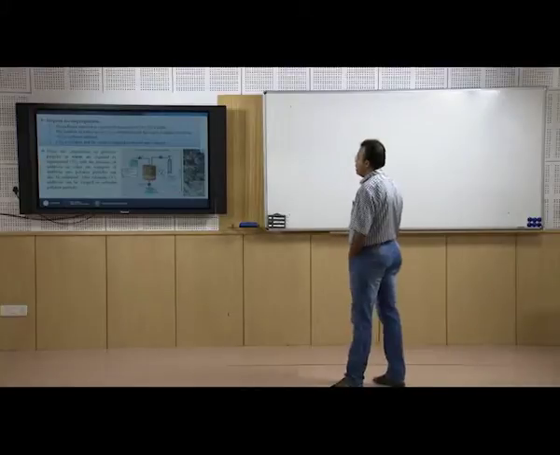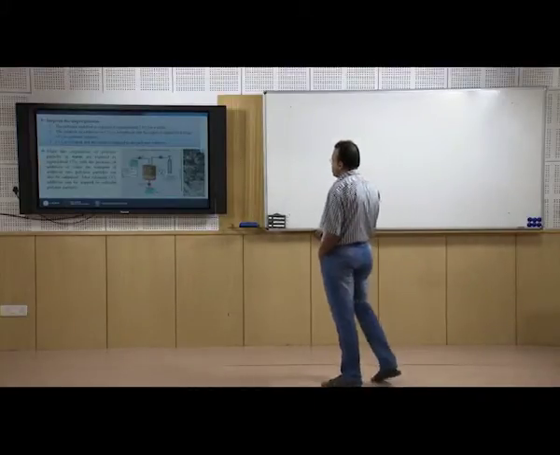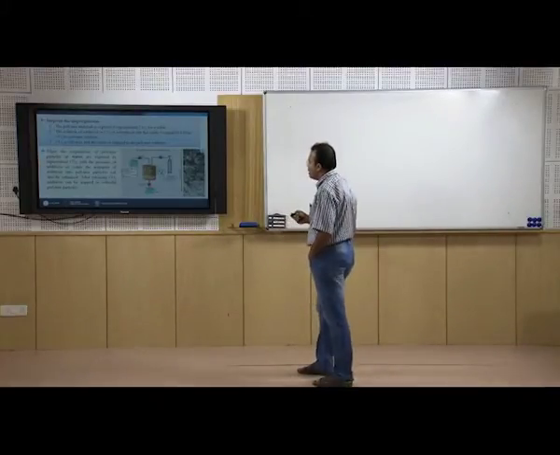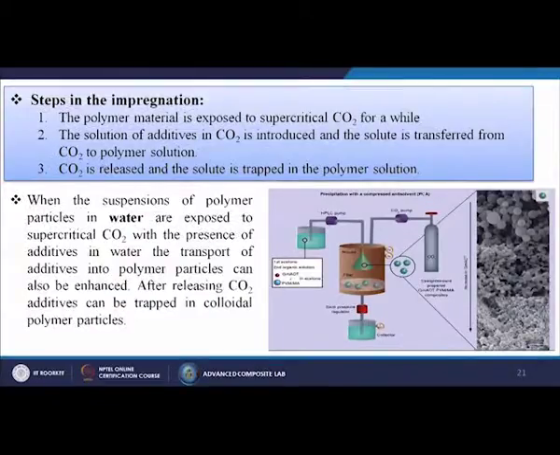Now, the steps in impregnation, how we are going to do this technique. The polymer material is exposed to supercritical carbon dioxide for a while. The solution or additives in carbon dioxide are introduced and the solute is transferred from carbon dioxide to the polymer. Carbon dioxide is released and the solute is trapped in the polymer. So, this is the technique.